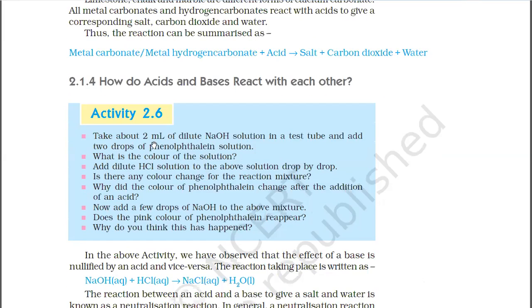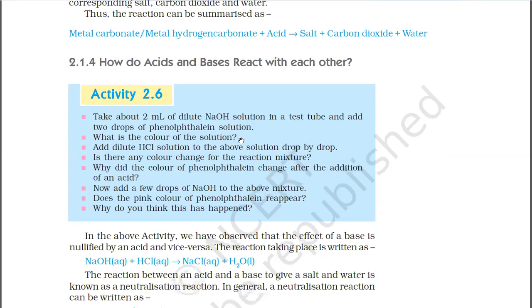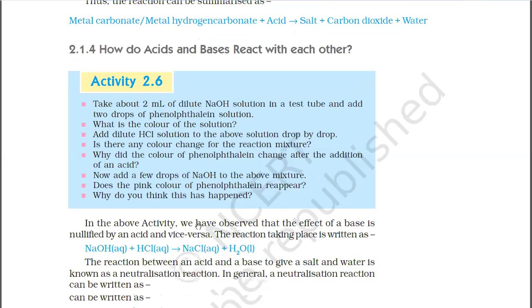How do acids and bases react with each other? Activity 2.6. Take about 2 ml of dilute NaOH solution in a test tube and add 2 drops of phenolphthalein solution. What is the color of the solution? Add dilute HCl to the above solution drop by drop. Is there any change in the color of the reaction mixture? Why did the color of phenolphthalein change after the addition of an acid? Now add a few drops of NaOH to the above mixture. Does the pink color of phenolphthalein reappear? Why do you think this has happened?